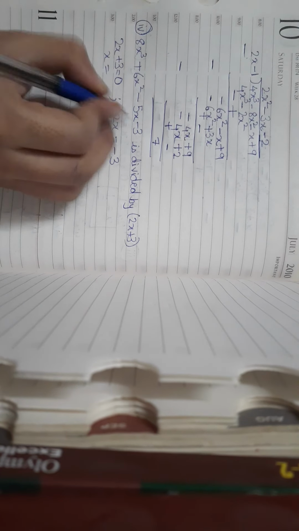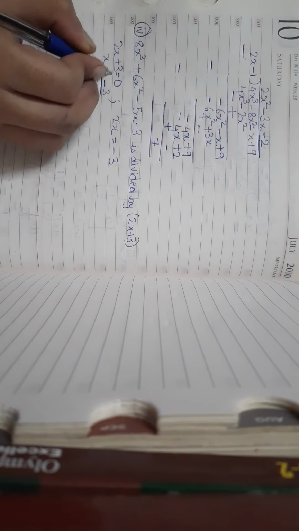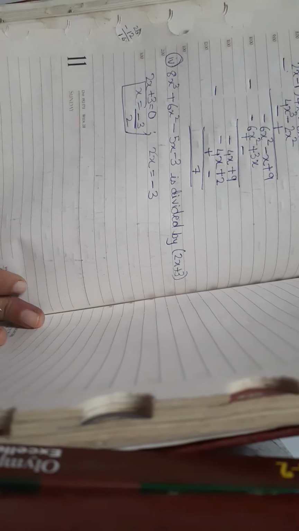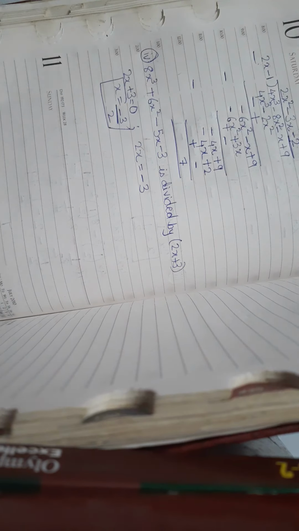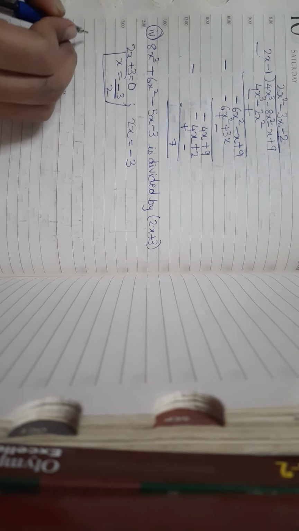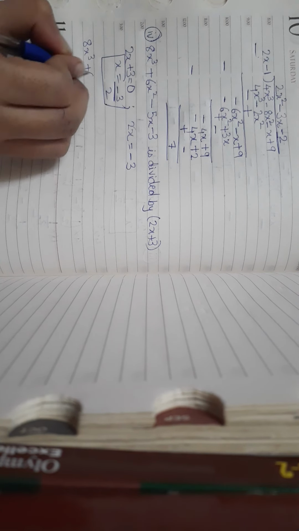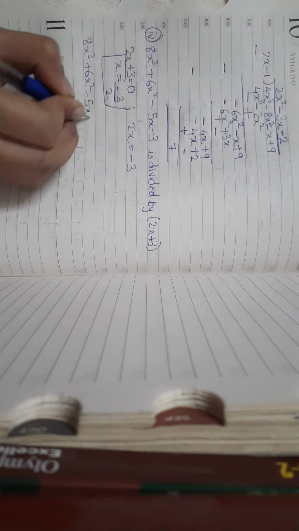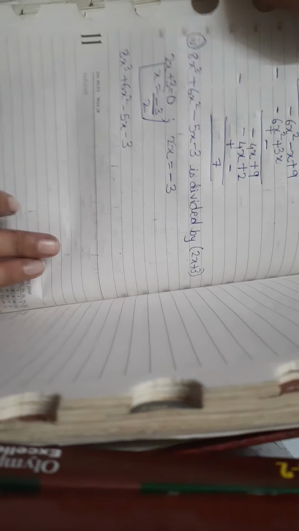So what is x here? It is multiplied. 2 will get here divided. So we'll substitute the value of x is equal to minus 3 by 2 in our divisor. So what is our dividend given? 8x cube plus 6x square minus 5x minus 3. In place of x हम substitute करने वाले minus 3 by 2. We are going to substitute minus 3 by 2.